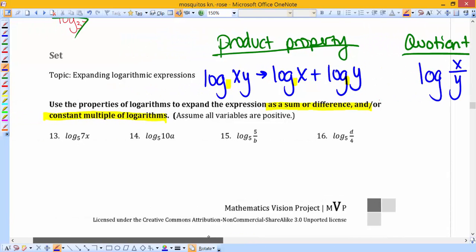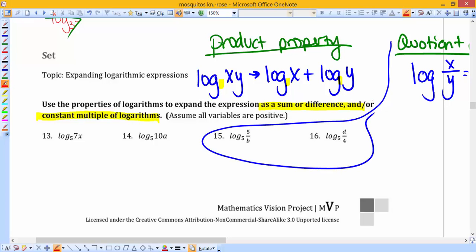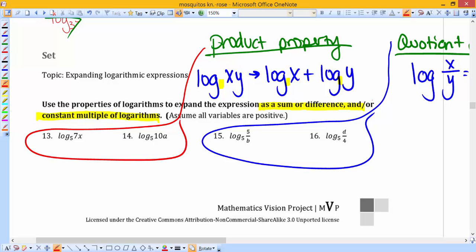So when you're looking at 15 and 16, these are the quotient property. And for the product property, you're looking at 13 and 14. So I want you to make an effort on those. I am not going to do those for you.